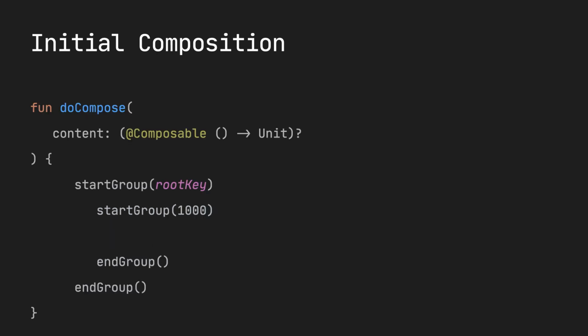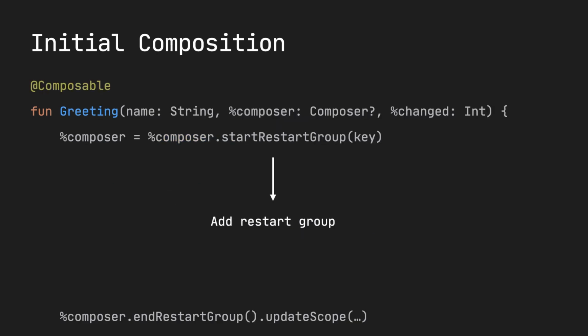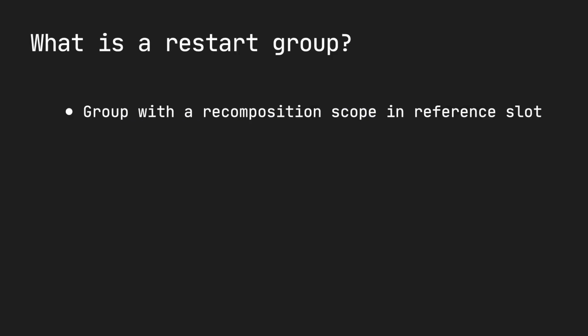And the next thing that we need to do after creating these groups is to be able to now hook into that greeting composable method. That's what this is doing right there. And what this does is that it begins to call that greeting method as I've shown right here. And what it does is that it calls this method called start restart group. And the question is, what is a restart group underneath the hood? How do you define it?